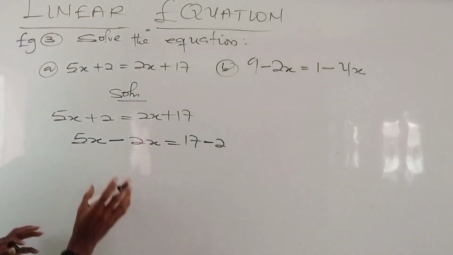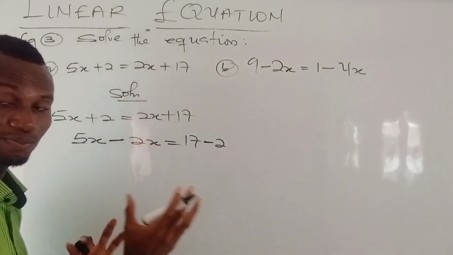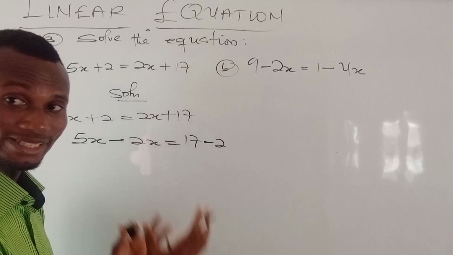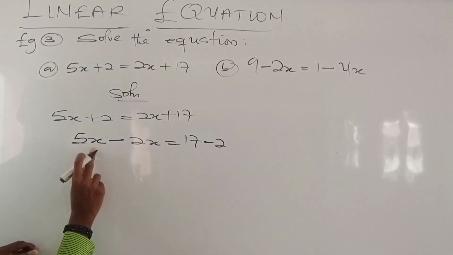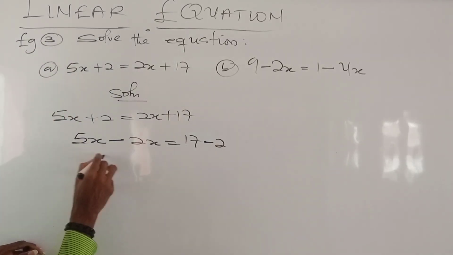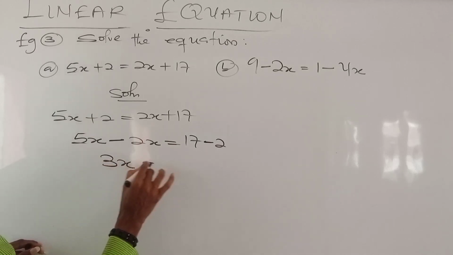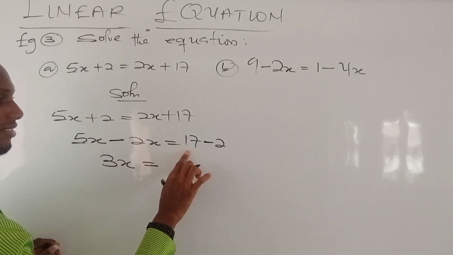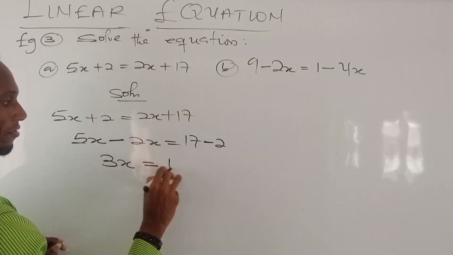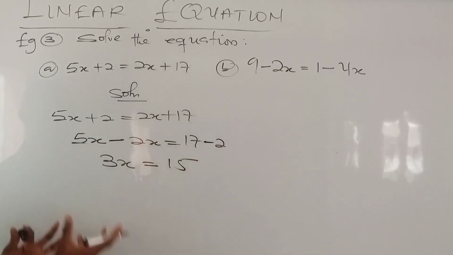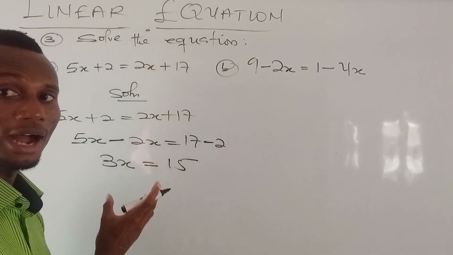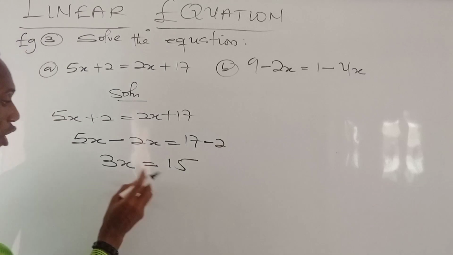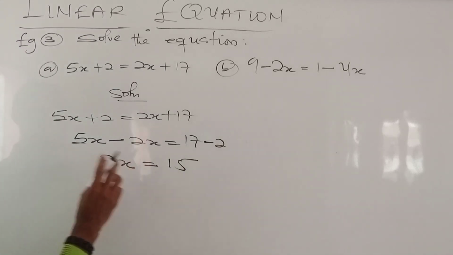Very simple. Now we have like terms grouped, so we can go ahead and simplify further. 5s minus 2s gives me 3s, equals 17 minus 2, which gives you 15. The next step to get our value for s is to divide through by the coefficient of s.